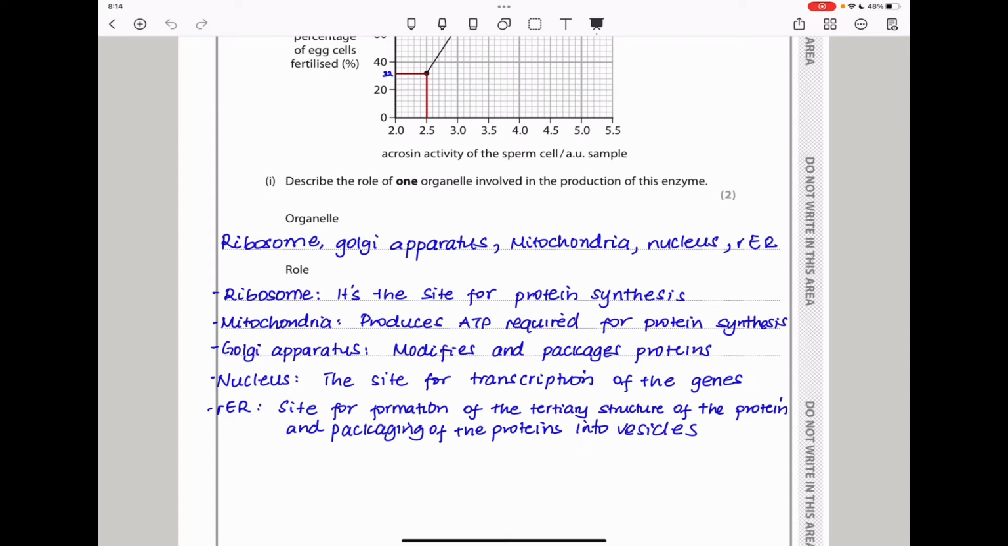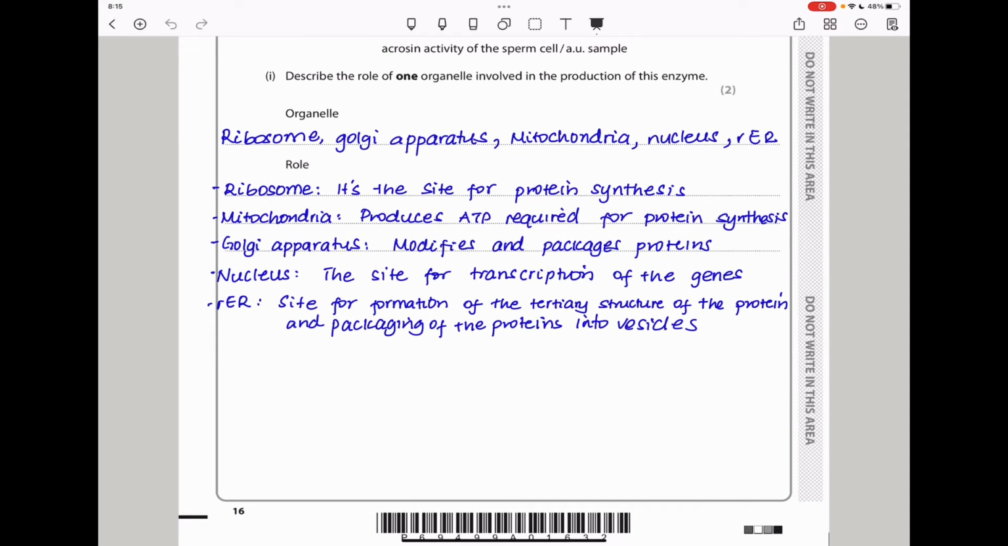The nucleus is the site for transcription of the genes that are going to be used to make the protein, which is the enzyme. And then lastly, here we have the rough endoplasmic reticulum. This is a site for the formation of the tertiary structure, the 3D structure of the protein, and the packaging of the proteins into vesicles. So any one of these organelles and any one of these roles corresponding to the organelle you have written above would earn you the marks you're looking for.